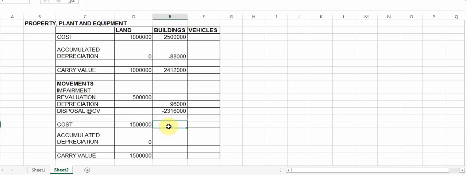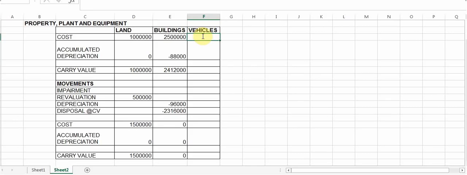Then you will find we have disposed of all the buildings without replacing it. So at year end, the cost, the accumulated depreciation, and the carry value should be nothing, because we've had 2.5 million of buildings. We sold all of them, and if you have sold everything you have nothing left at year end. Then for the buildings, we are done, but we need to move on to the vehicles.